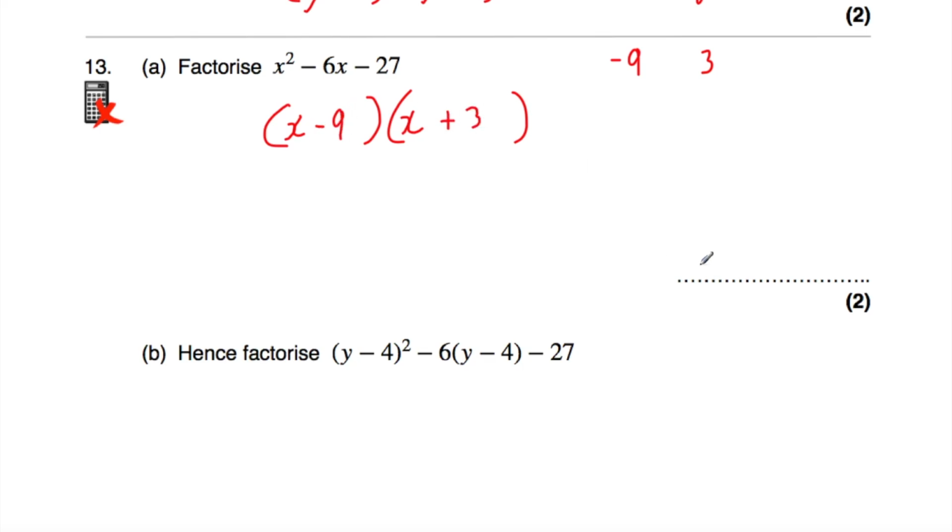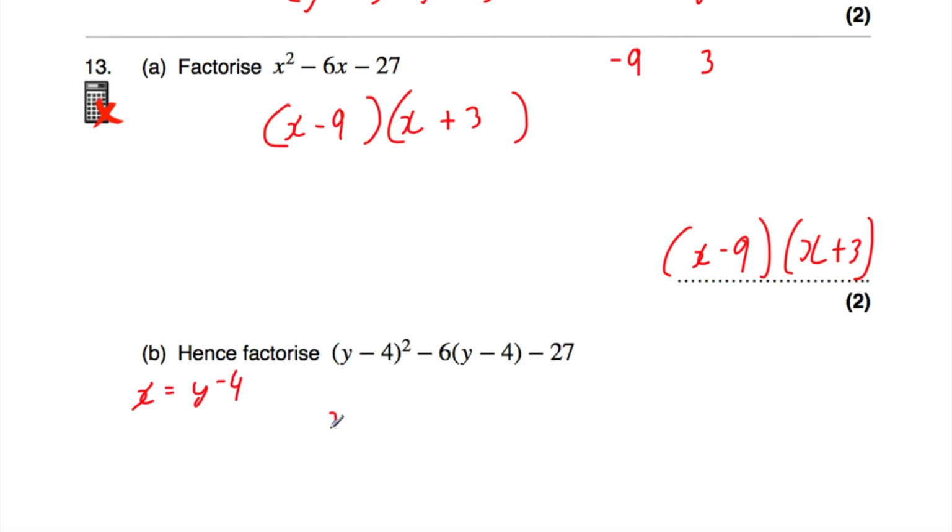And that's it. So we've done part A, x minus 9, x plus 3, so that's it factorised. And then we've been asked to factorise (y minus 4) squared minus 6(y minus 4) minus 27. So the x's have been replaced by y minus 4's. So we can write that down, that x equals y minus 4.